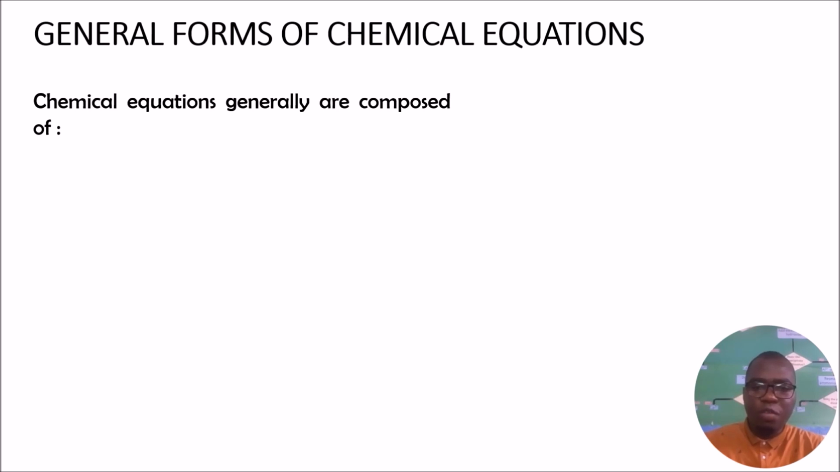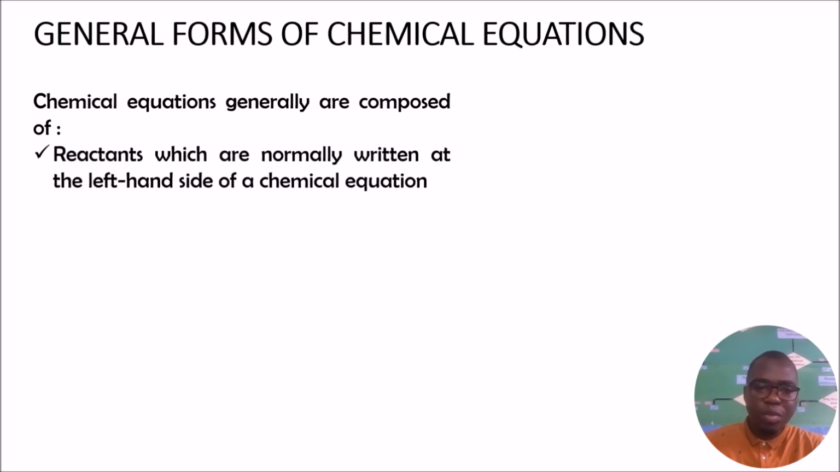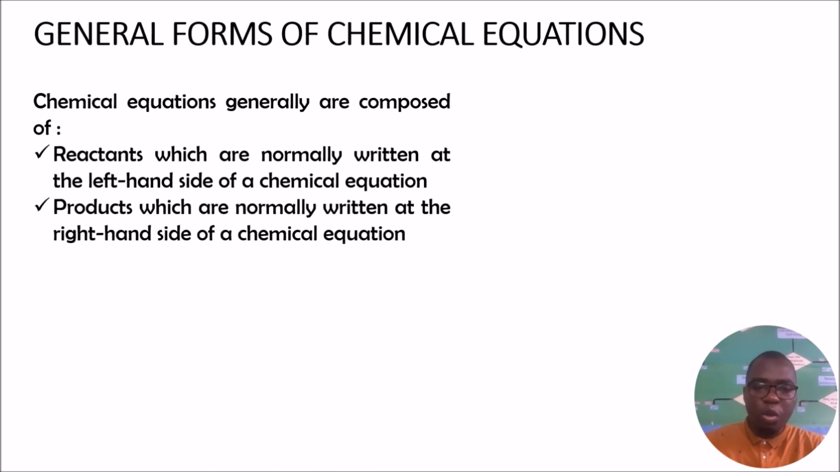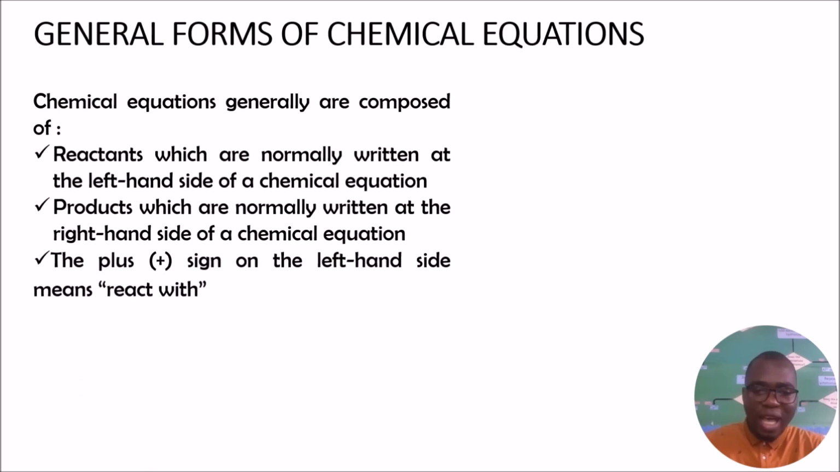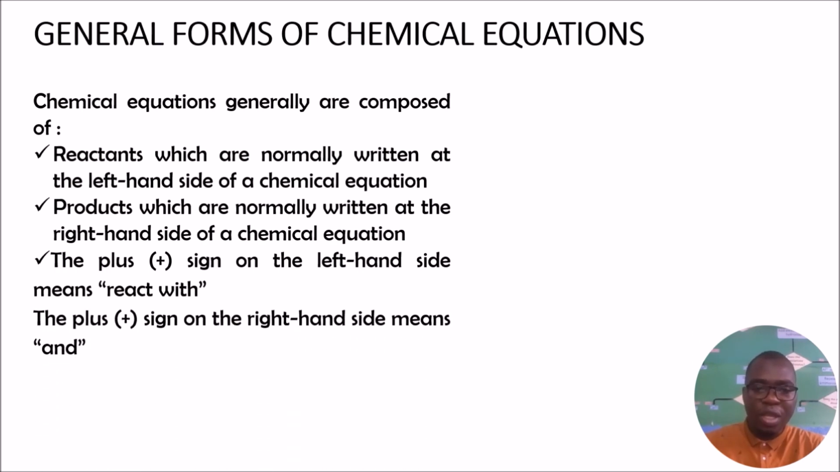General features of chemical equations. Chemical equations are generally composed of, number one, the reactants, which are normally written at the left-hand side of a chemical equation. Number two, the products, which are normally written at the right-hand side of a chemical equation. The plus sign on the left-hand side, which means react with. There is also a plus sign on the right-hand side, which means and.